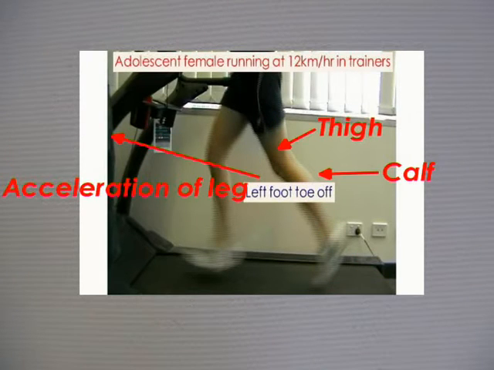The function of takeoff is to accelerate the body forwards and upwards and to transfer energy from the powerful thigh muscles of the upper leg to the muscles of the calf in the lower leg.